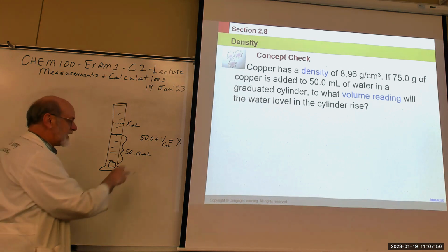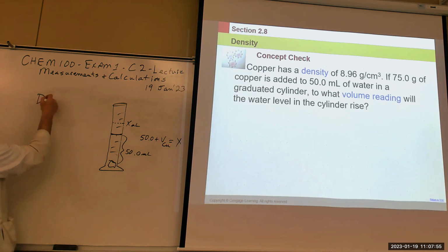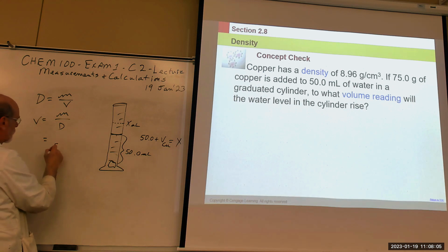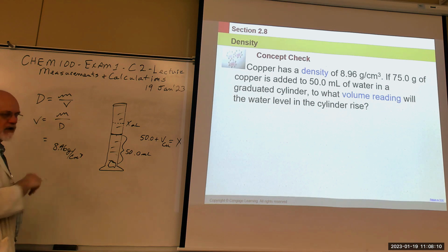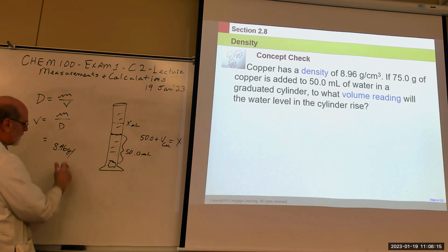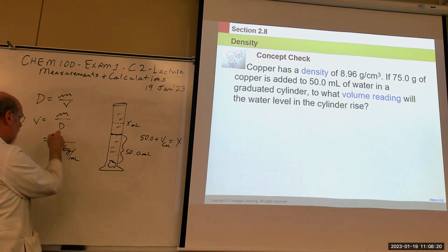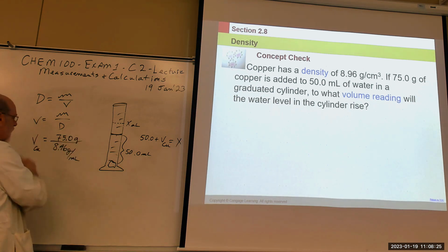Okay. So we need to find out what's the volume of the copper. So here's our formula. We're going to solve it for volume, and then we're going to substitute in values. 8.96 grams per cubic centimeter. And remember, cubic centimeters and milliliters are the same, so we can just as easily say milliliters. But what's the mass? 75 grams. Okay, that's the volume of the copper.